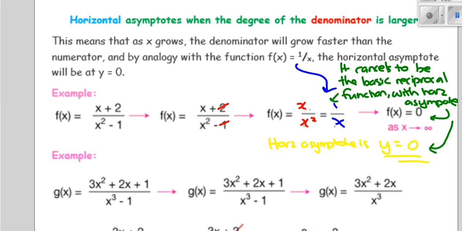We still did that whole strike out thing. Strike out the constant. And as I said, the only reason we strike out the constants and do all this cancelling down is purely for the purpose of finding the horizontal asymptote. If you're not required to find it, you wouldn't bother to do anything here.